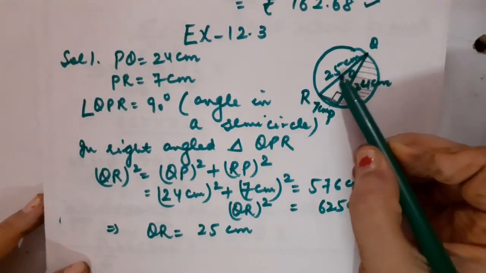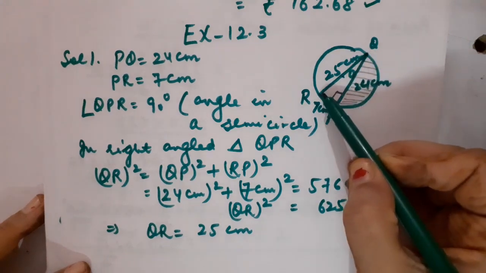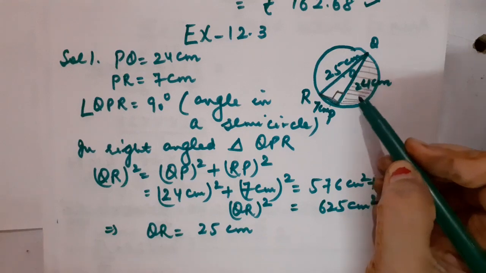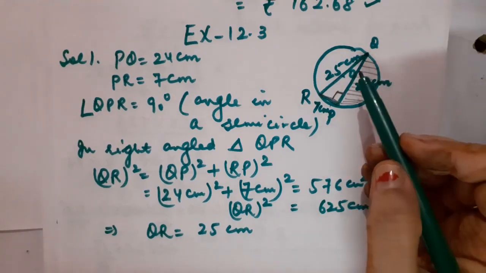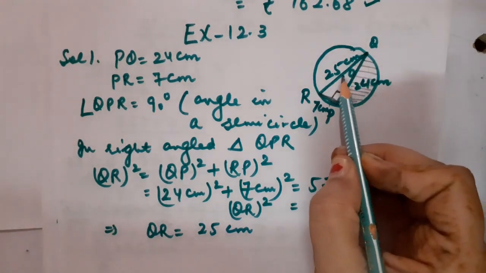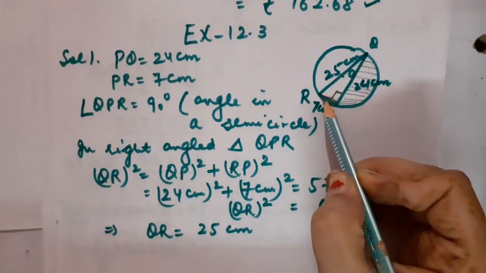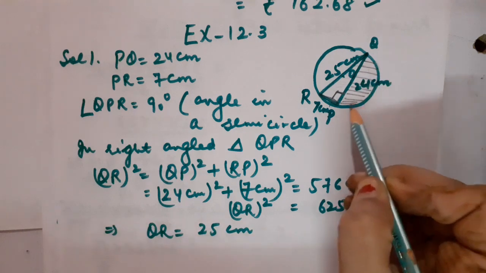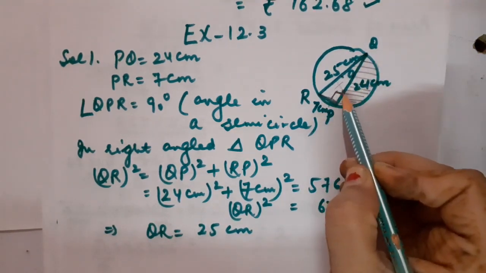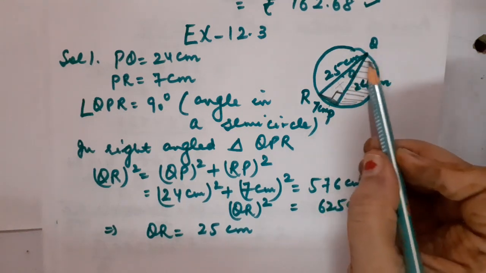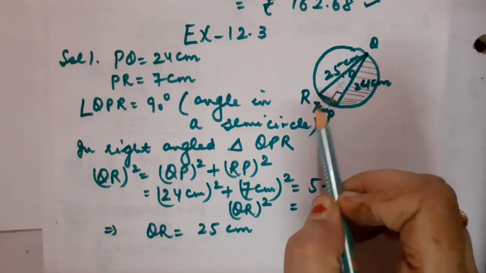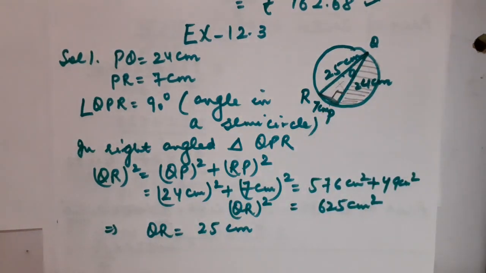So children, I have just calculated the diameter of the circle. Now think, how can I calculate the area of the shaded region? Please be alert. If I subtract the area of this right angle triangle from the area of this complete semicircle, will I be able to calculate the area of the shaded region? Yes. So I will apply the same strategy now.